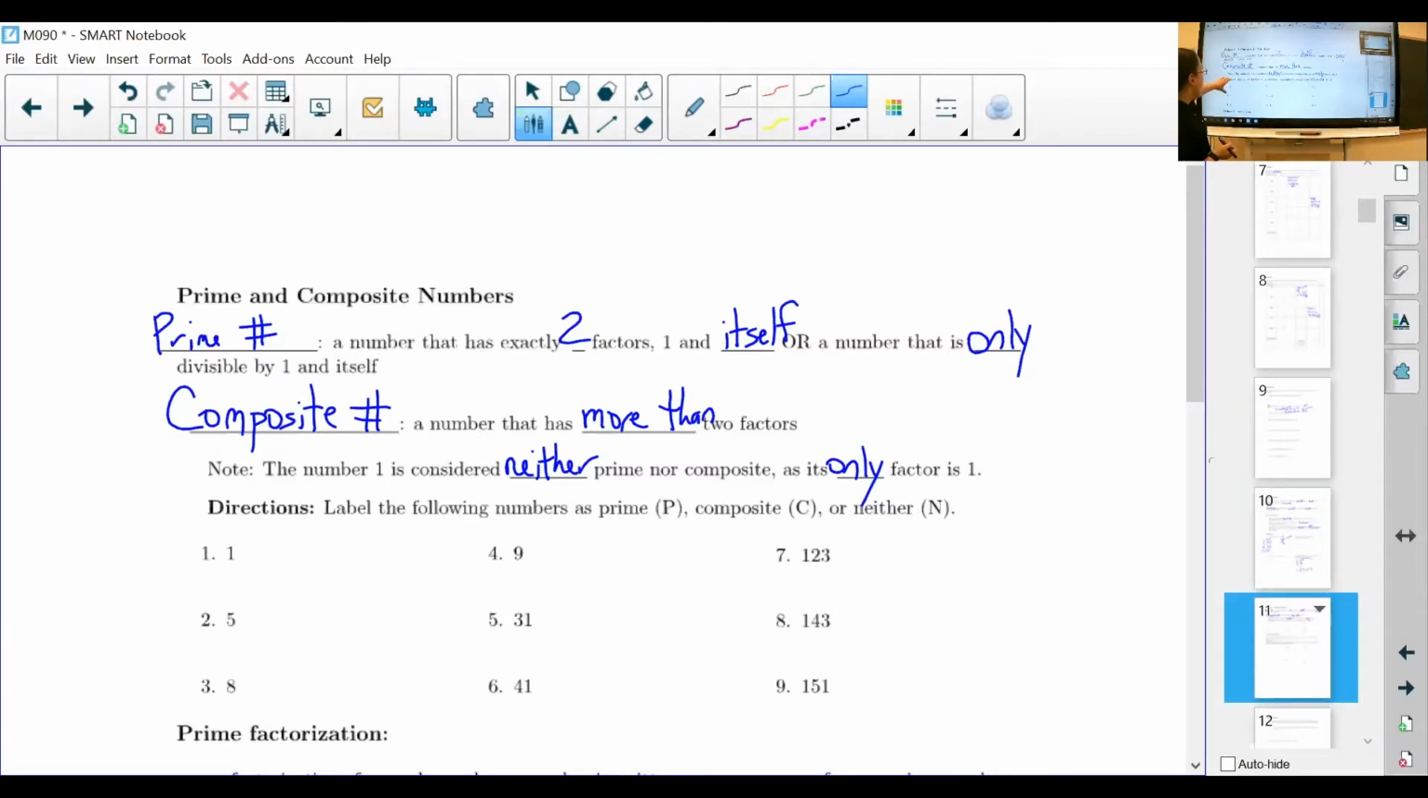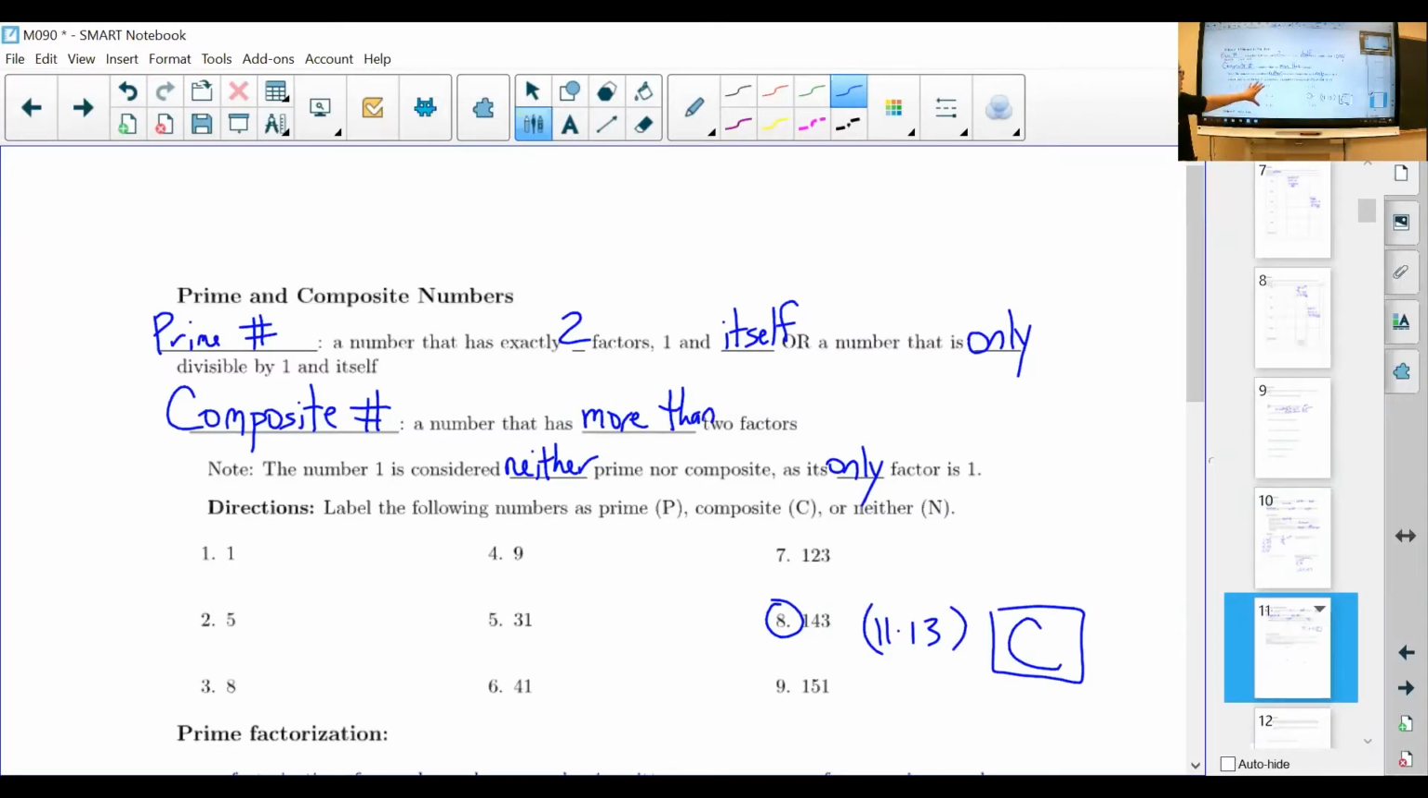I want you to label these following numbers as prime, composite, or neither. And I'll go ahead and give you one of them. I'll tell you that number 8. When I look at that and use that little trick about 11s, 1 plus 3 is 4. 4 equals 4. This is divisible by 11, so it's not prime. In fact, this is 11 times 13. We're not asked for that though. We're just needing to say, hey, this is a composite number.